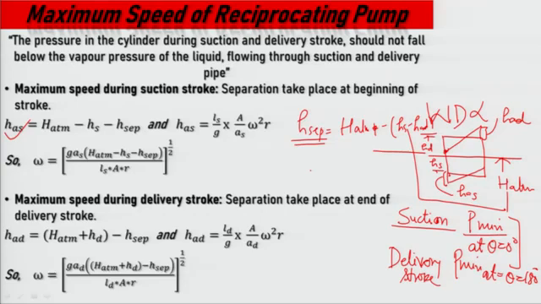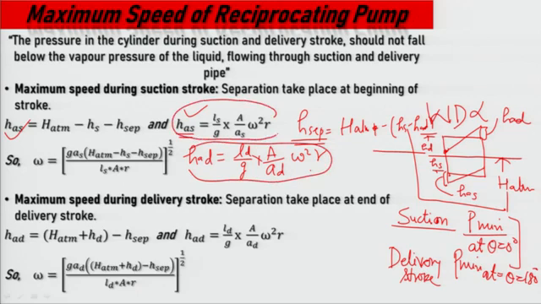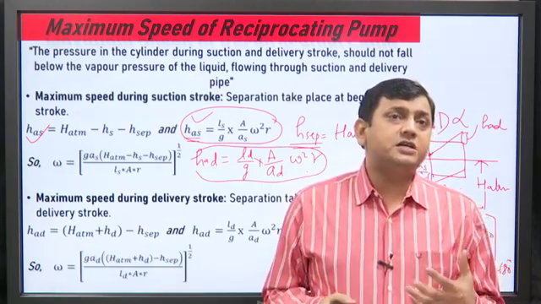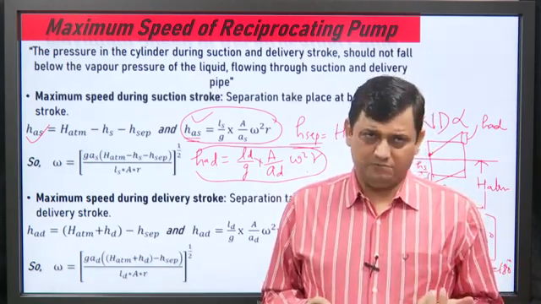Okay. What is the value of H as? We already calculated it: L upon g, A upon a s, omega square r. For the delivery, H ad is L d upon g, A upon a d, omega square r. This is for the suction stroke and the delivery stroke. If we solve the separation equation, ultimately what is our objective, what is the mission?